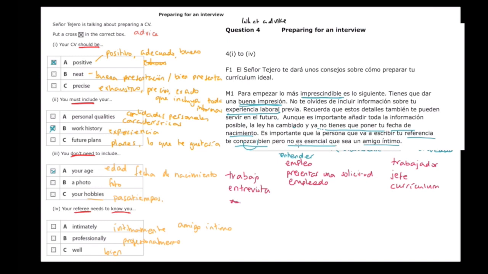It's not essential. So they're trying to mislead you. They're trying to make you hear amigo íntimo, and so that you cross out, you cross intimately, but no, okay? Te conozca bien, knows you well. So they need to know you well. Now, if you use your common sense, again, you could probably have ruled out intimately. If you think of the work context, why would a job referee be a very, very close friend? No, of course that's not necessary.